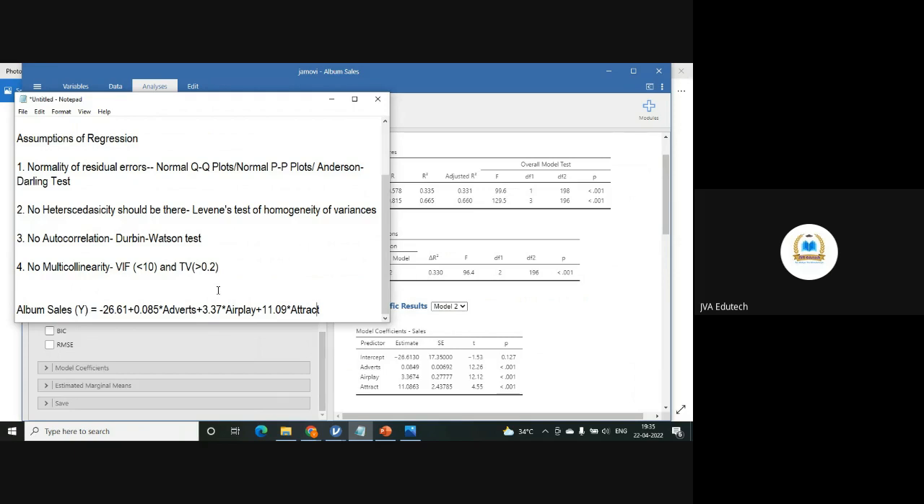Now, out of these three, on which of these factors should the album company owner focus more? Thousands of pounds spent on advertising is yielding 85 albums sold. One more time airplay done is yielding 3,370 albums sold. And if the attractiveness of the band increases by one unit, let's say it was 7, it increases to 8, then it will lead to 11,090 albums sold. On which of these factors should the album company owner focus more?